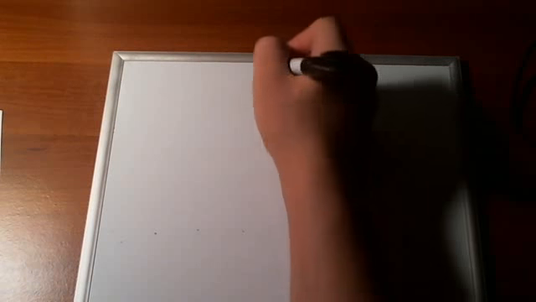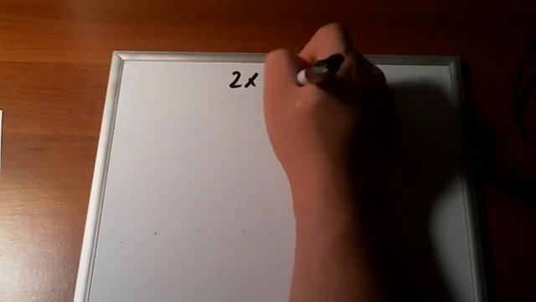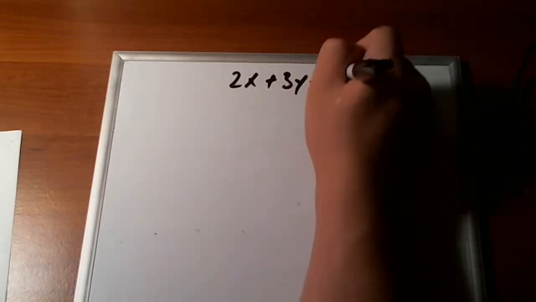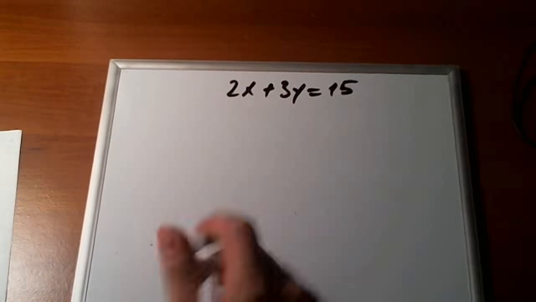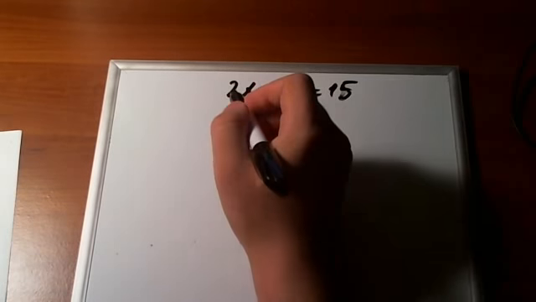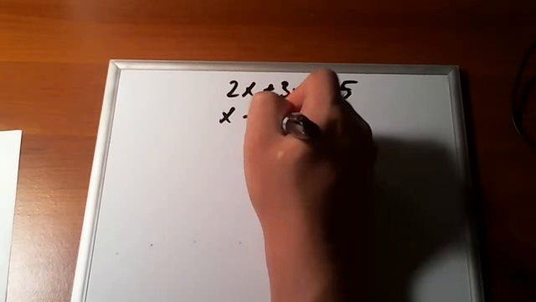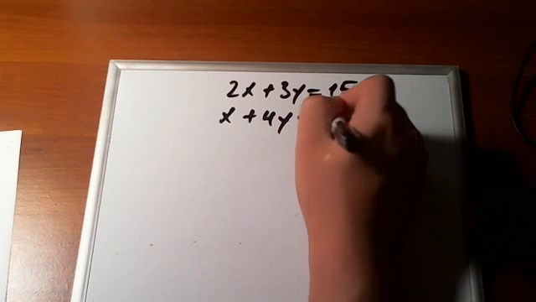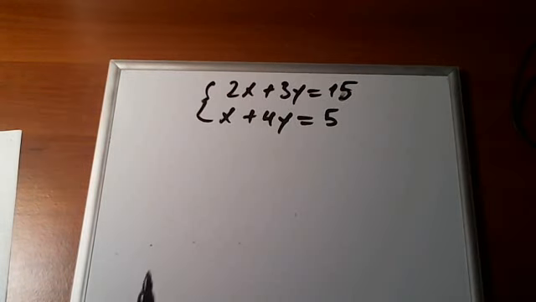Okay, let's look at another one. Something like 2x plus 3y is equal to 15, and x plus 4y is equal to 5. Okay. Go ahead, pause the video and try to solve it. Try to find x and y variables. Well, I hope you did pause the video, and I hope you did try to solve it. If you didn't, let's go ahead and try it together.